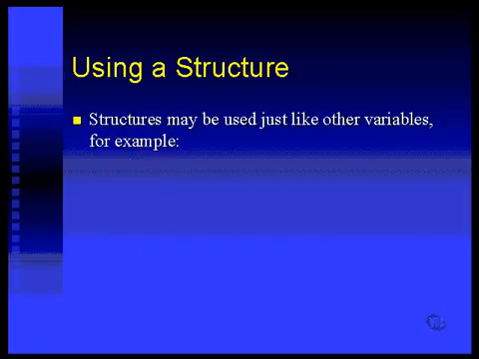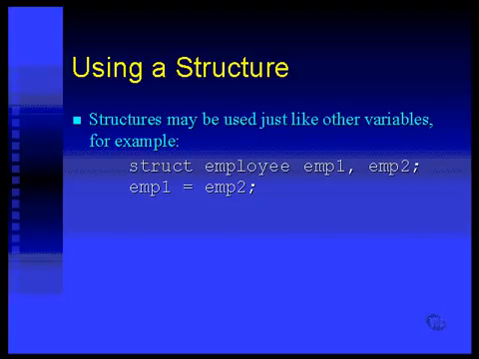Structures are used just like other variables, and this is how you go about declaring a variable to be of type structure. You would say struct employee, and then the name of the variable that you want to create, say emp1, emp2, would create us two new employees called emp1 and emp2. Now, if you replace the words struct employee there with the word int, then you would be creating two variables, emp1 and emp2, which would both be integers. But now we're doing exactly the same thing, except instead of creating integers, we're creating employees. And you can assign one to the other as you might expect.